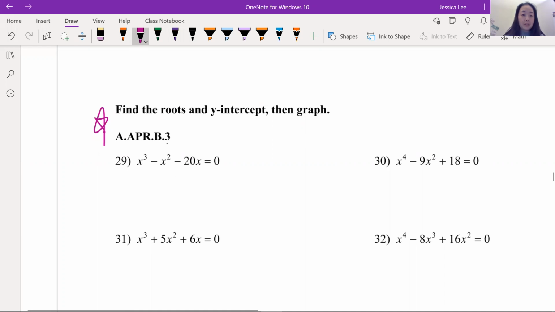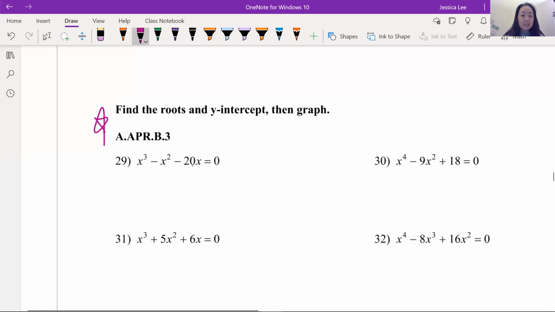So if you notice, this is cubic, and 31, 30, and 32 are quartic. So we're no longer in the world of parabolas, we are in the world of other looking graphs, right? So roots. We're going to find them just like how we would with quadratics, just we have a few things that we need to do first. So first, like always, we check for the GCF.